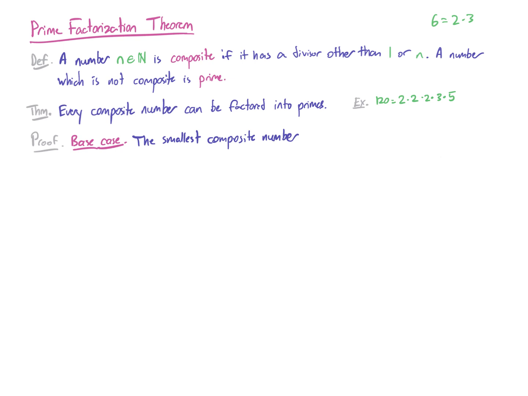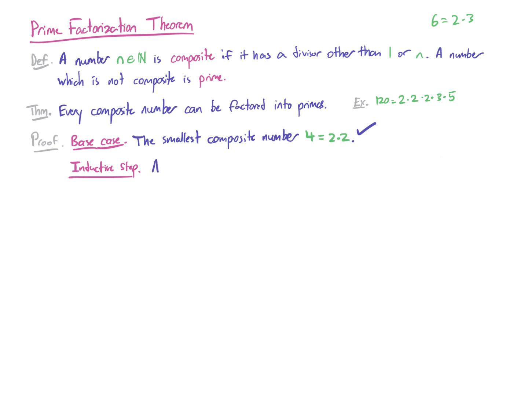Well, 1 is prime, 2 is prime, 3 is prime, and so the smallest composite number is 4, which can be written as 2 times 2. That's our factorization. We have factored the number 4 into primes. Check, our base case is established. Okay, so now on to the inductive step. And this is where things feel a little different from the standard or weak induction technique that we've learned before.